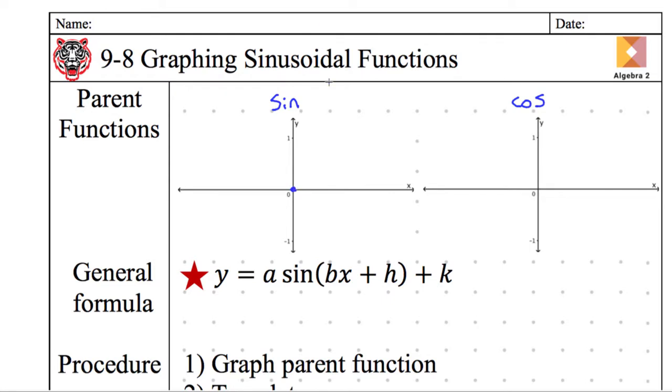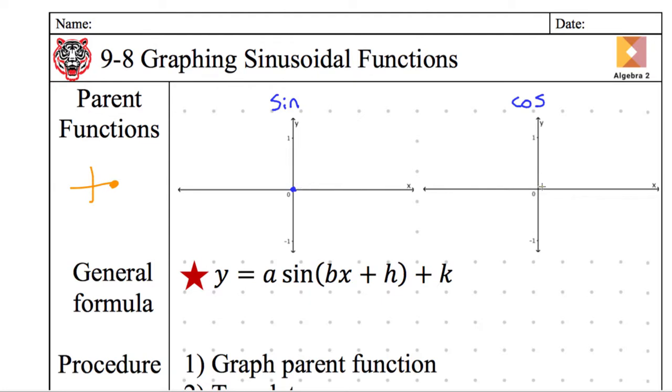Because on our unit circle, think back to our unit circle. If I'm looking at 0 degrees, that's right there. Sine is the x or the y? The y. What is the y coordinate of that point? 0. There it is.